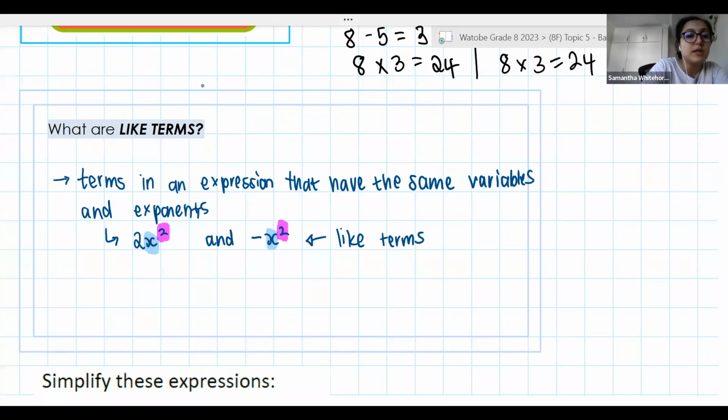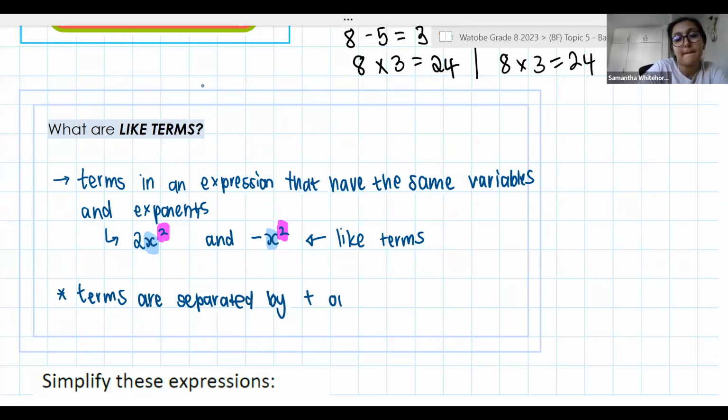Now, another important thing that we need to remember is that terms are always separated by plus and minus signs, not by multiplication and division signs. Okay, and that's really important to remember as we start to look at our expressions. We need to know where our terms are.